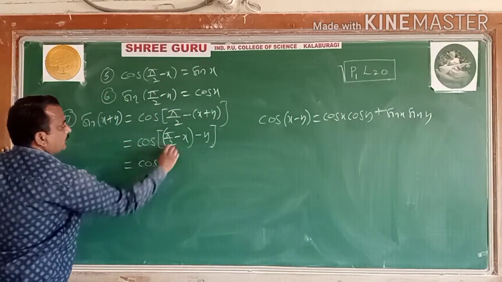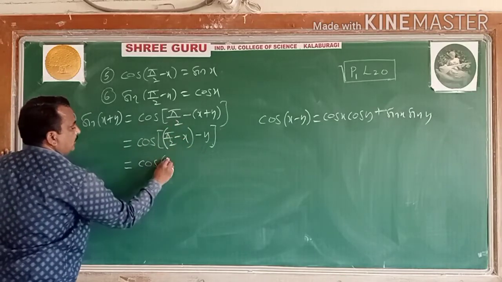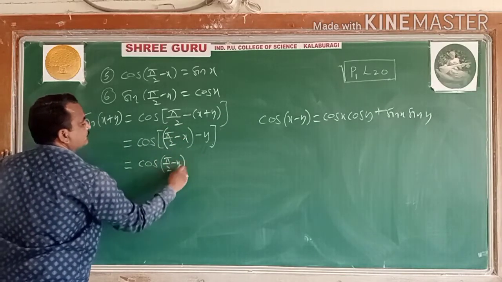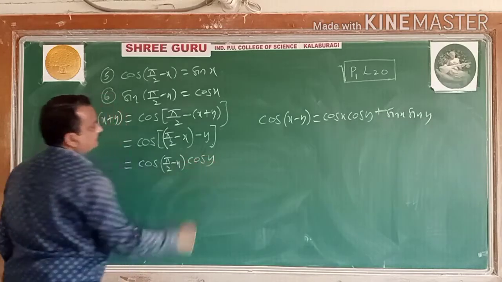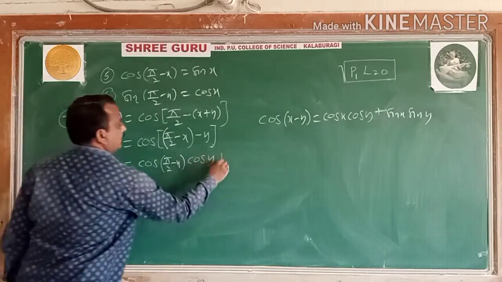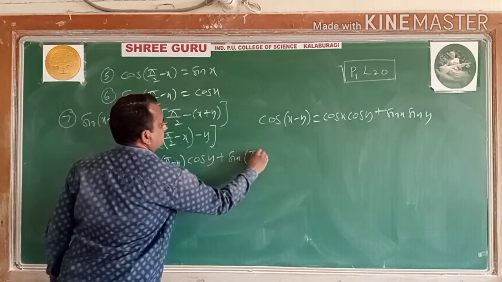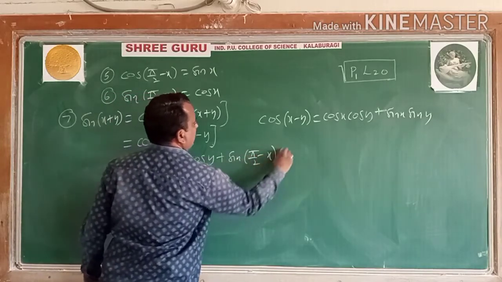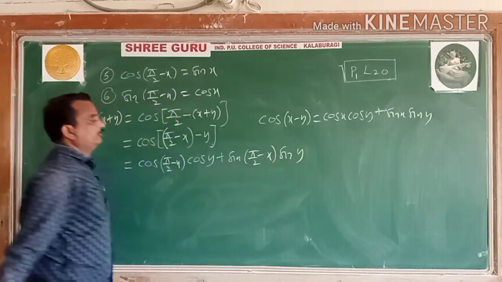Cos x. What is x? You consider this as x: pi by 2 minus x. Cos x cos y plus sin x into sin of y. Clear?